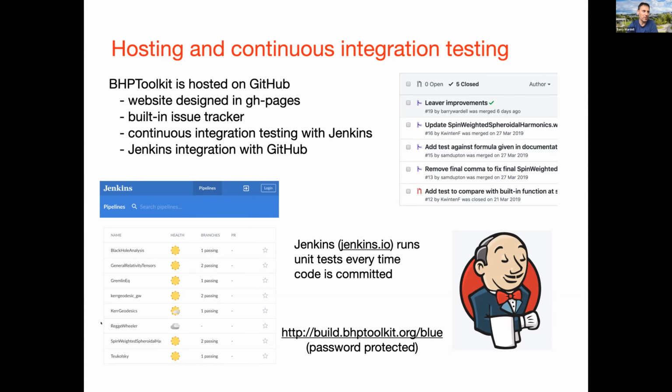So in the bottom left here, you see the Jenkins web interface. And you can see a number of packages. And you can see the Reggie Wheeler package was having problems this day. Her GD6 maybe had just been fixed. And the other ones are in good health. And it tells you how many are passing the various unit tests that we have.